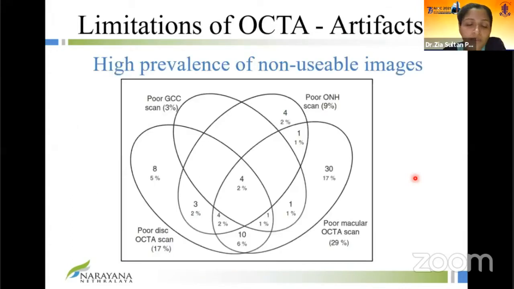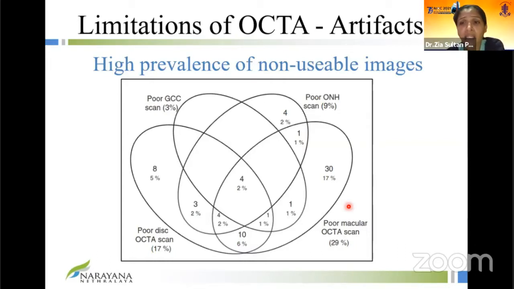So when we first got the OCTA, this is a study we did maybe 2016-17, where we were comparing the diagnostic ability of OCT and OCTA in glaucoma. And this is one of the first images in that paper which show you how many images were not usable because of artifacts. And you can see that it's quite stark that the OCT, whether it was the GCC or the optic nerve head scans, it was under 10% that we couldn't use. In contrast, OCTA scans were between 20 and 30%. At that point, we were not sure whether this technology is usable at all because of this high prevalence.